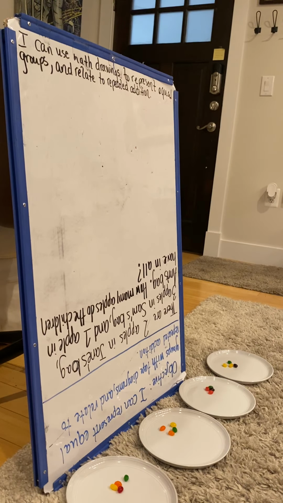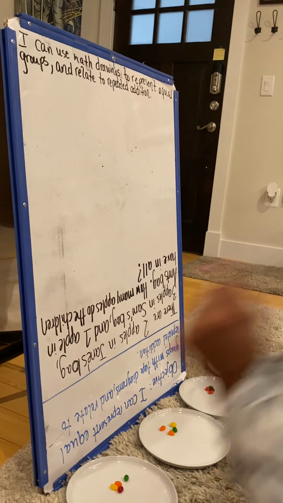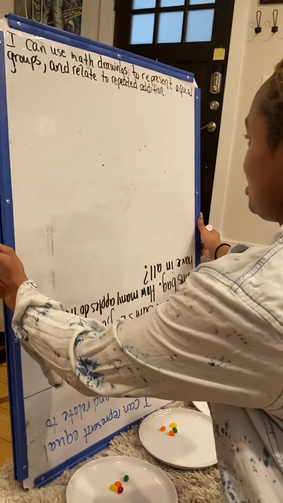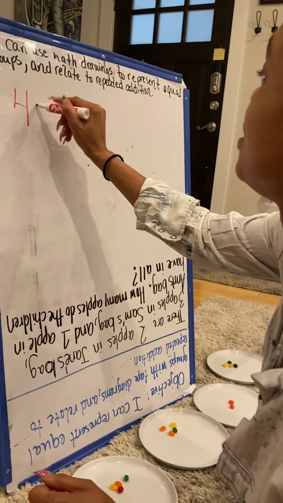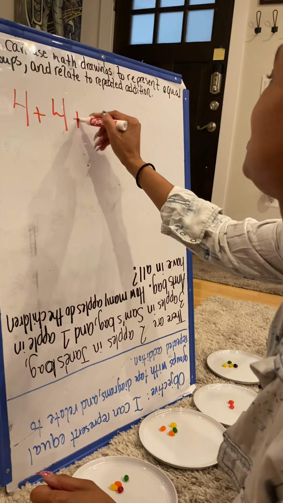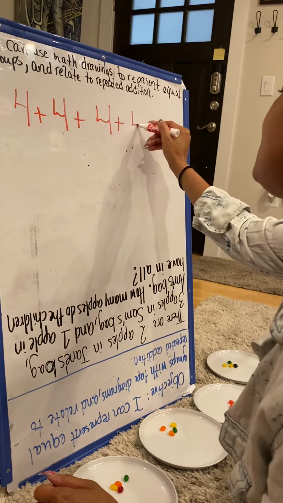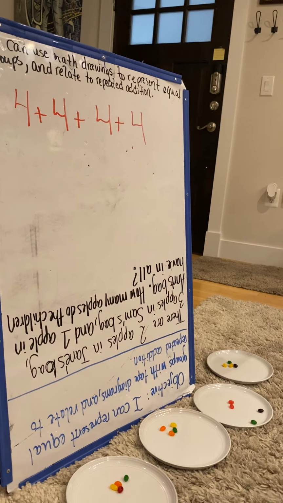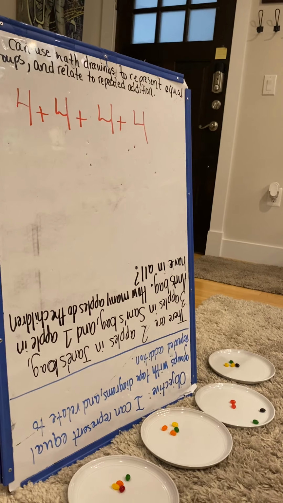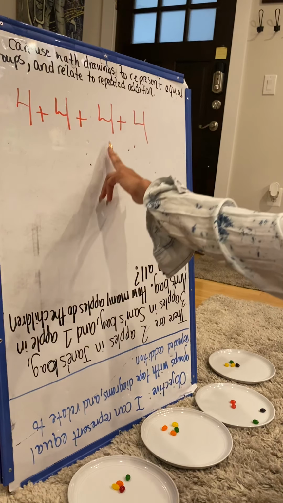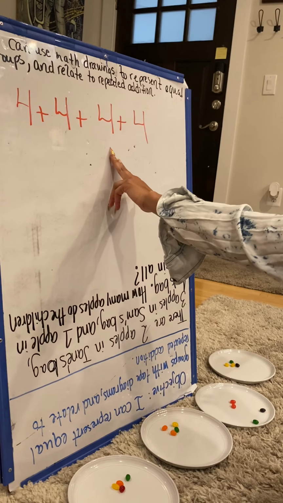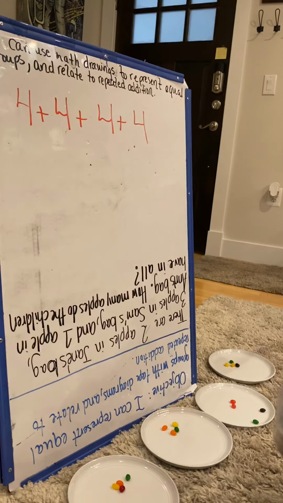Yep, you're absolutely right. So you should have thought about, I'm going to turn this so you all can see, 4 plus 4 plus 4 plus 4. Make sure you all can see that. So to find the total, I can think 4 plus 4 is 8. 8 plus 4 is 12. 12 plus 4 is 16.